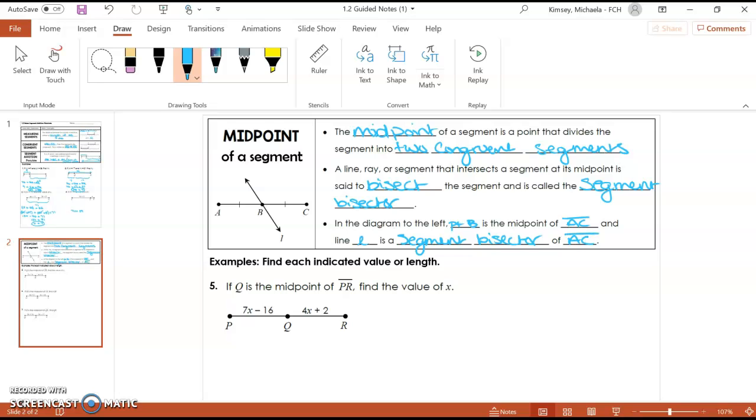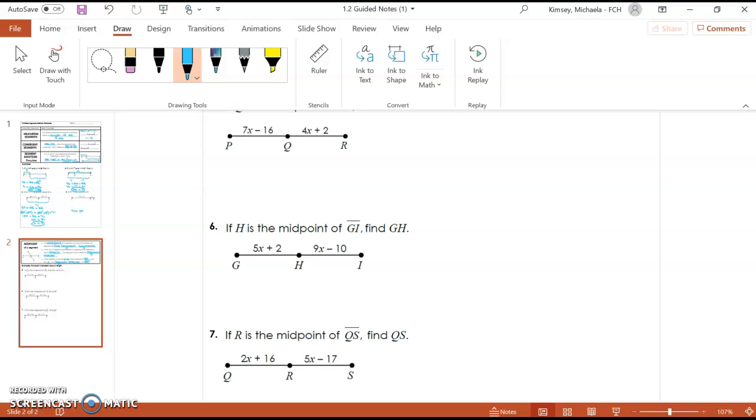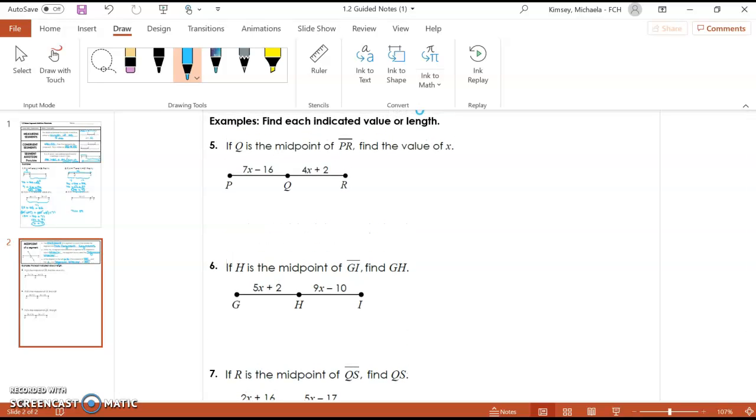Okay. So there are 3 problems on here. I'm going to go over number 5 with you guys, and then since I'm running out of time on this video, I'm going to have you try the next 2 on your own. On Playposit, you will have the chance to input your answers just to double check and make sure that you are correct. Okay, so if Q is the midpoint of PR, we want to find the value of x.